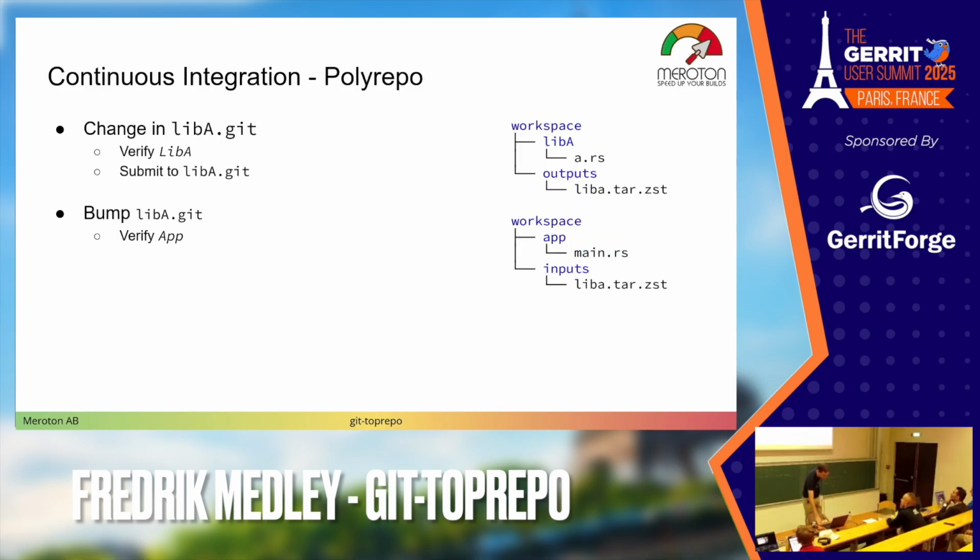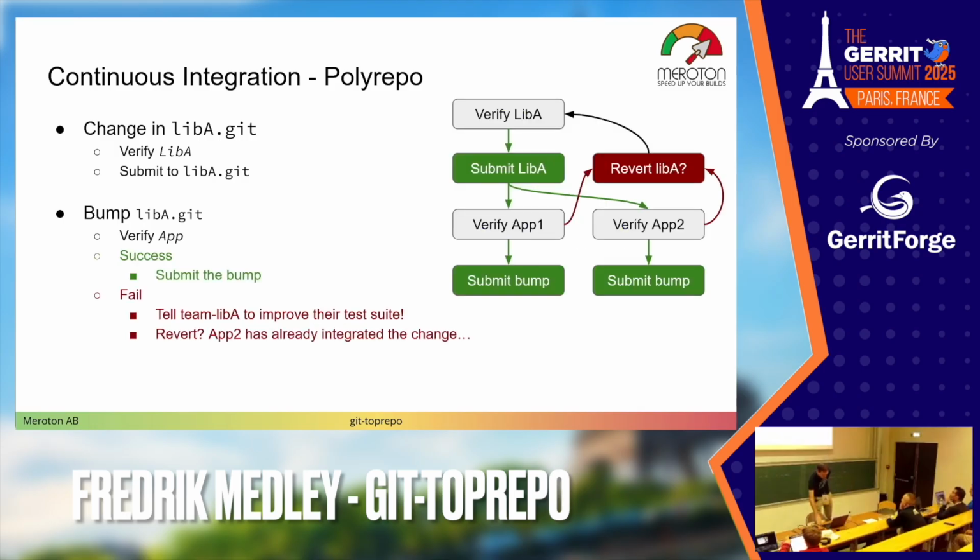And then the next change we do, well, we bump library A in the application repository, or update that revision, the dependency, and we verify that the application works. Okay, all fine. Or no, actually, it fails.